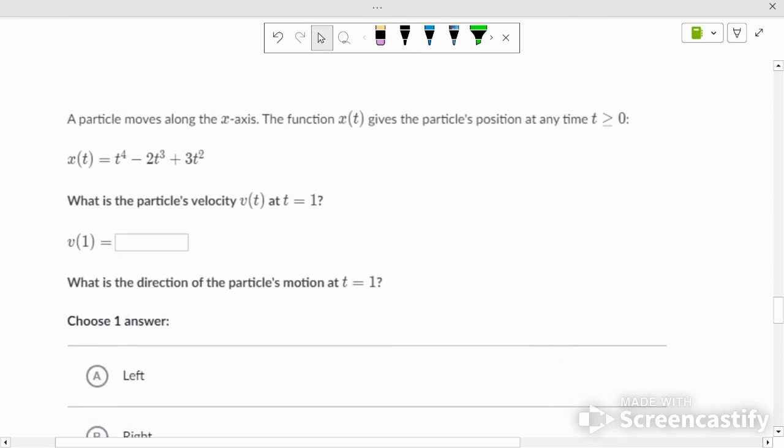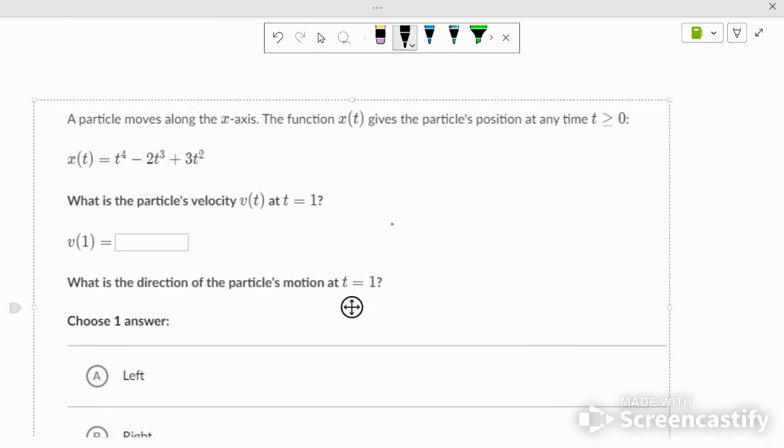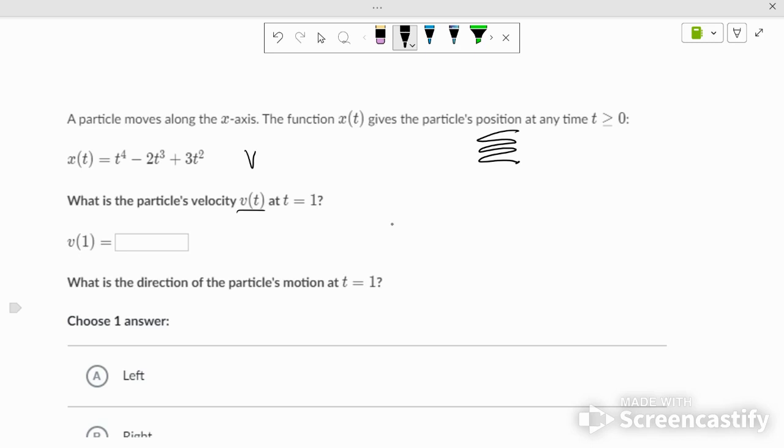Okay, let's look at this one. Particle is moving along the x-axis. The function gives the particle's position versus time. Maggie, you need to pay attention. Thank you. It's its position in this case. So how do we find the velocity if we were given the position function? First derivative. So the velocity equals 4t cubed minus 6t squared plus 6t. Okay? If we put in a 1, we get 4 minus 6 plus 6, which is 4.